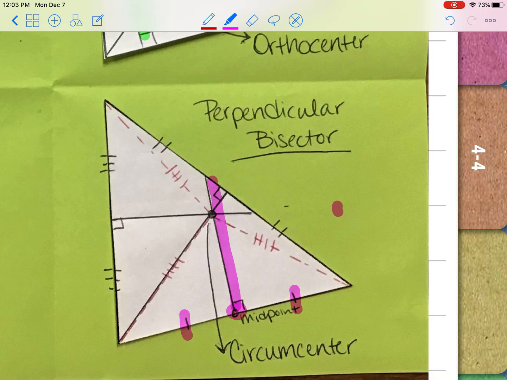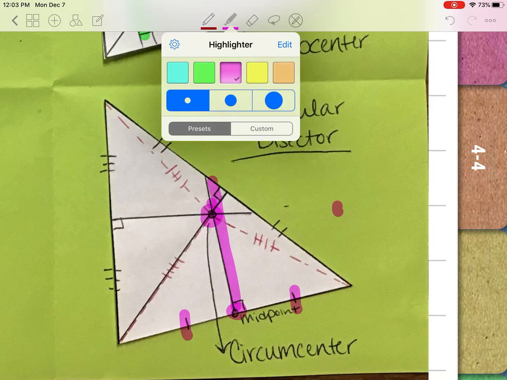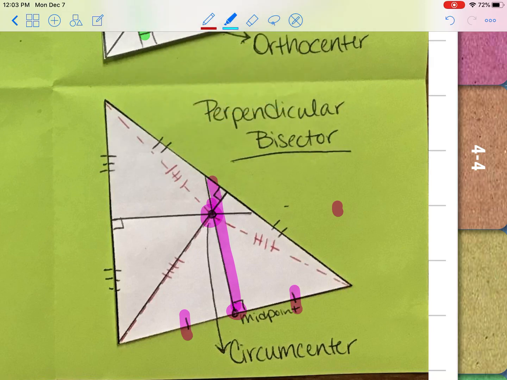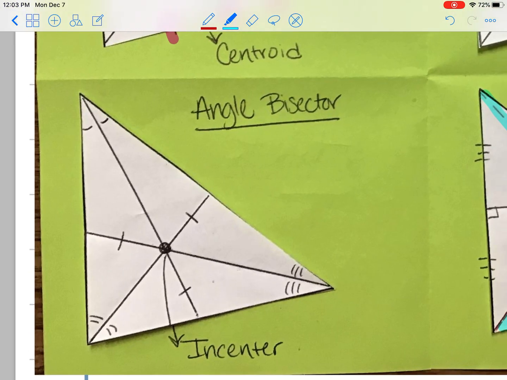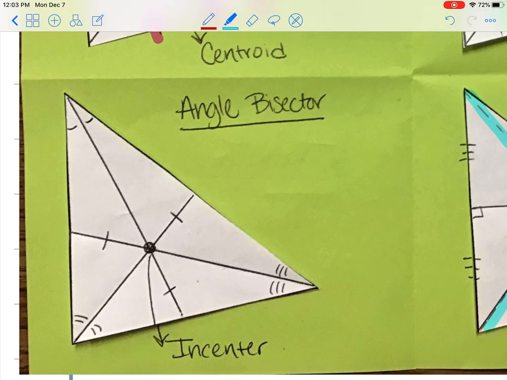We know that it does cut those pieces in half, and then when you have all your perpendicular bisectors coming together, their point of concurrency, where they all meet up here, is called the circumcenter. The one extra thing that you need to know here is, and I'm going to highlight in blue, the distance from the circumcenter to each vertex, those are all the same.